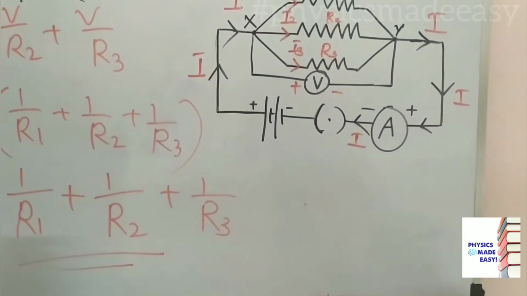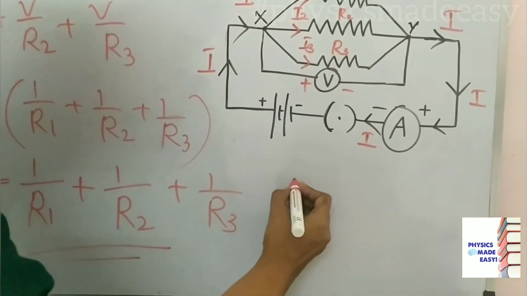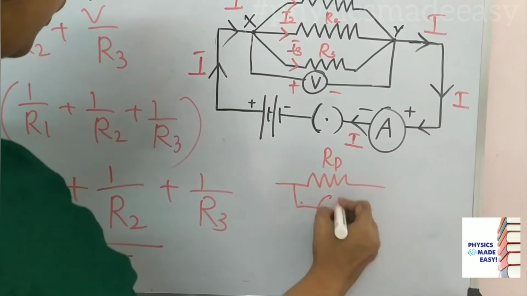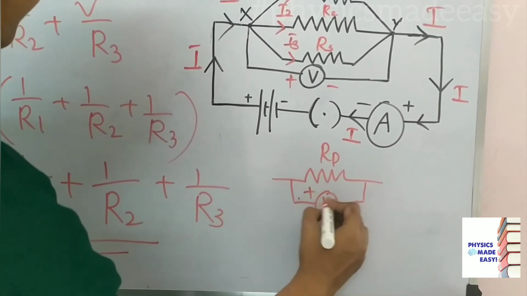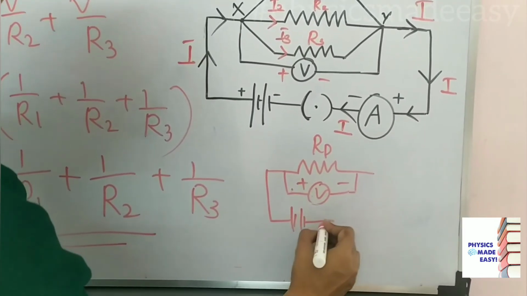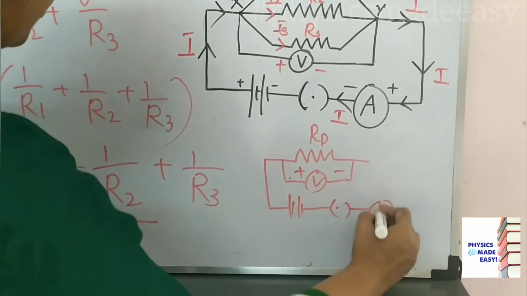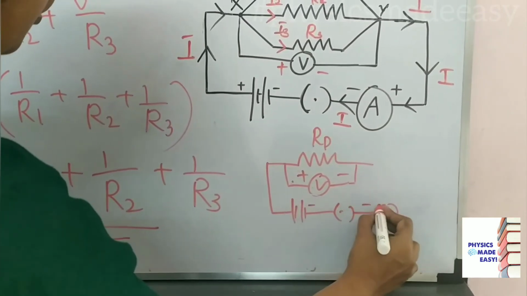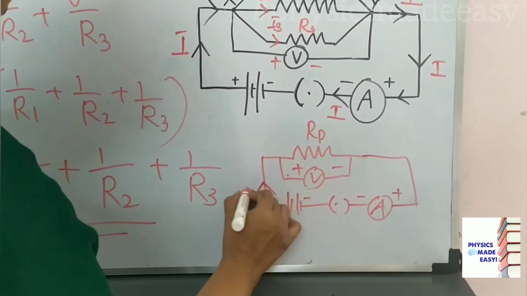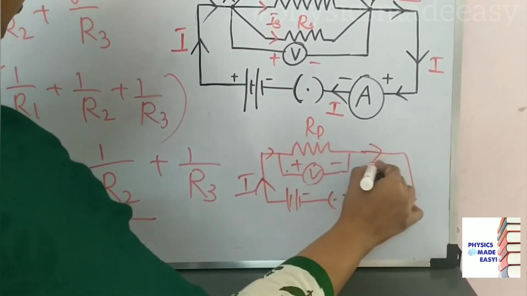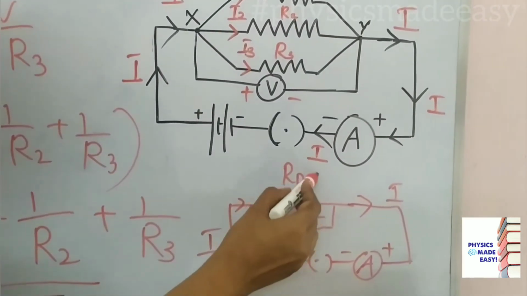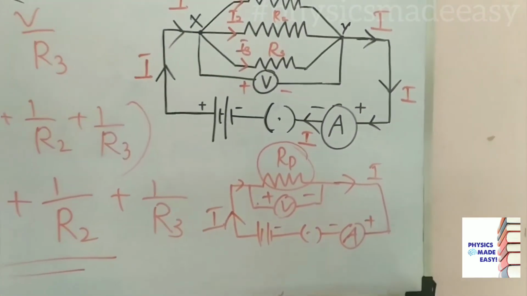Now by using this RP we can change the circuit as here. This we can take as Rp. Then V is the potential difference across this, plus minus. Then here you can see our cells. Then key there. Then ammeter, here it is negative, so here should be negative and positive here. Now you can see current is the current passing through this. Here also I. Okay, now you can see these three resistors are replaced by this effective resistance Rp.